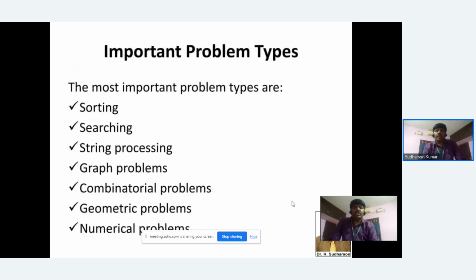And these are some important problem types. We have different problem types. These are the common problem types: sorting, searching, string processing, graph problems, combinatorial problems, geometric problems, and numerical problems. So these are some common problem types that we can solve in day-to-day life.